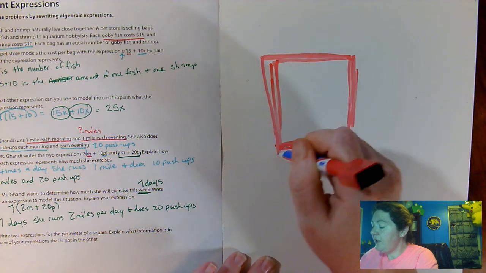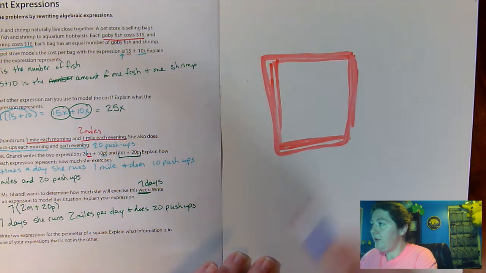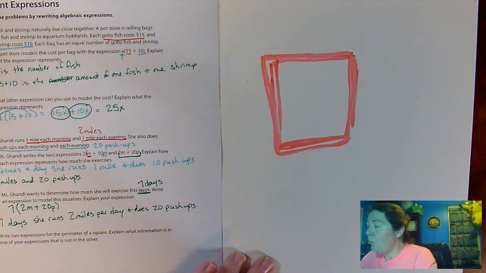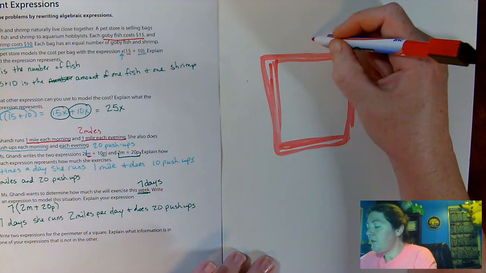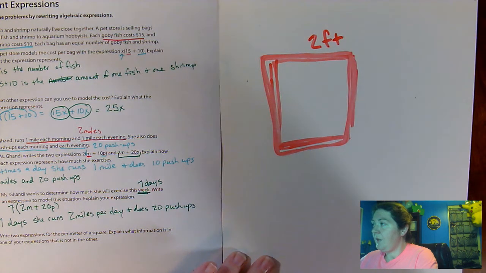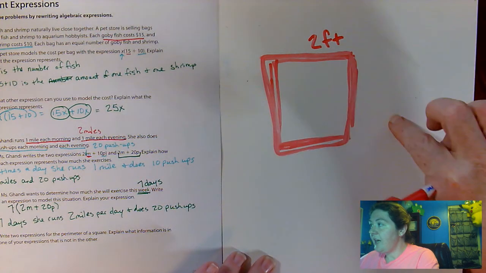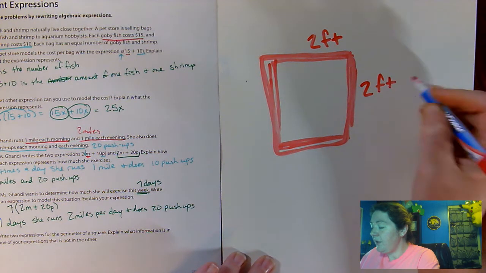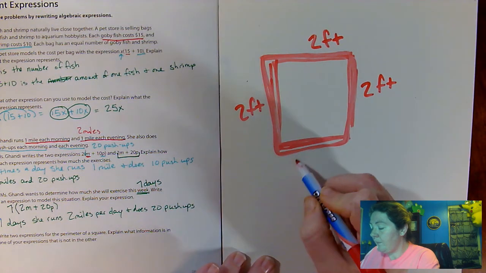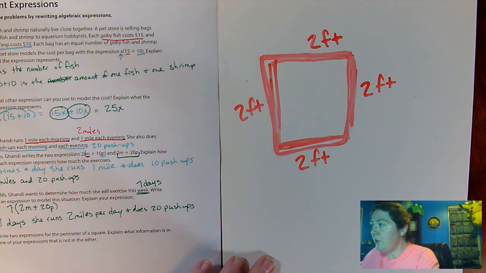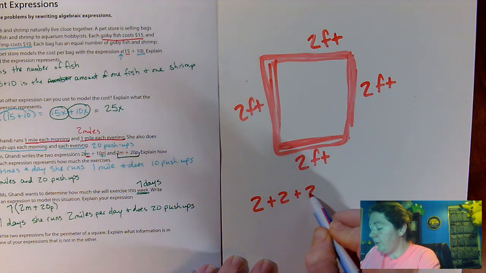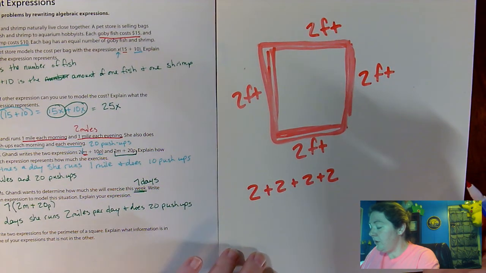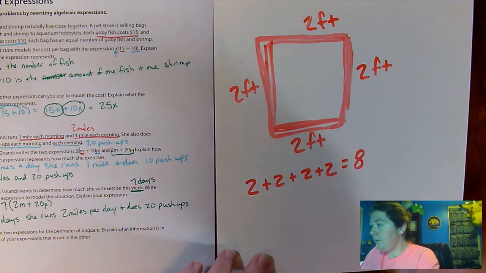This is like building a fence around a flower bed. Perimeter is going around the outside. So what am I going to need to get perimeter? If the perimeter is, say, 2 feet, and I have a square, I know that the length of each side of my square is going to be 2 feet, right? So one way that I can get the perimeter is to say 2 plus 2 plus 2 plus 2, and that's going to give me 8.